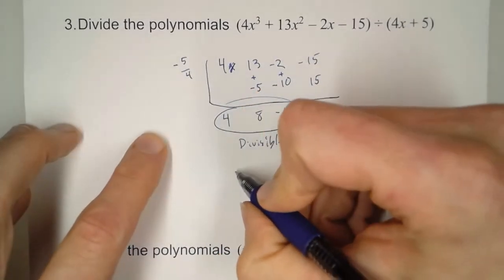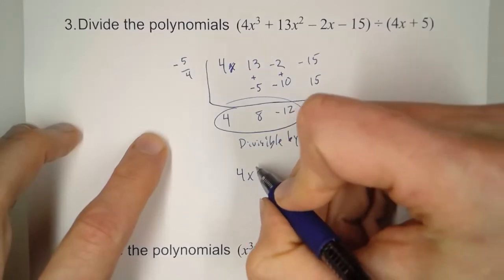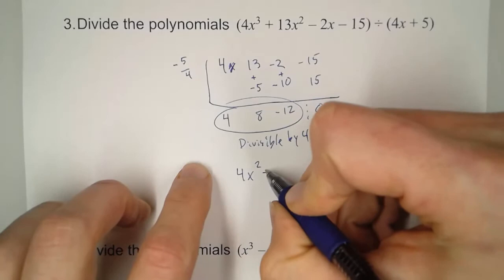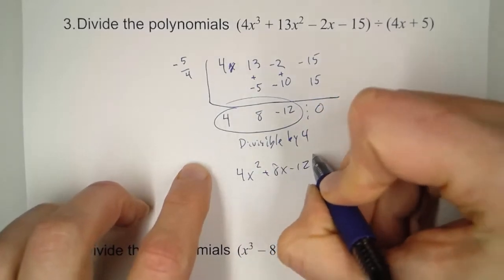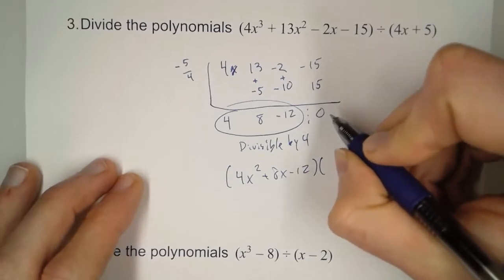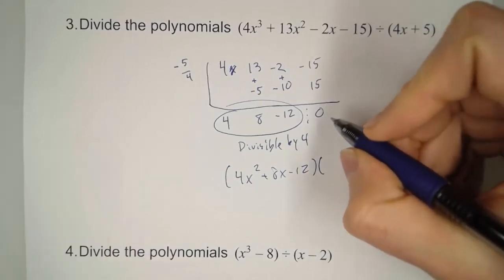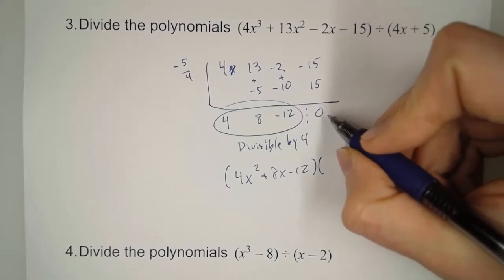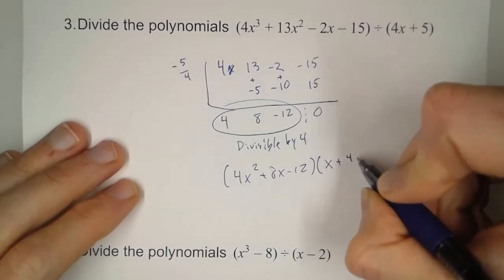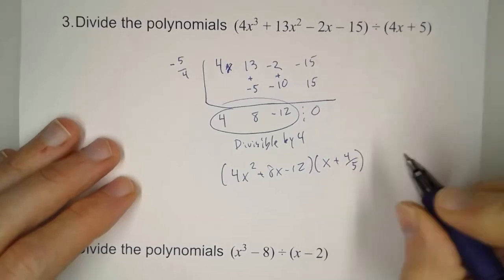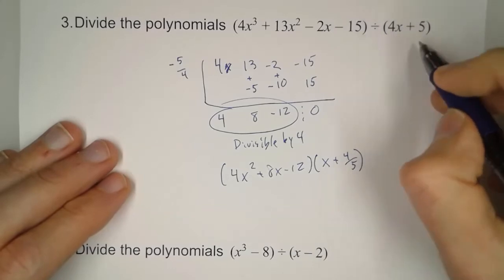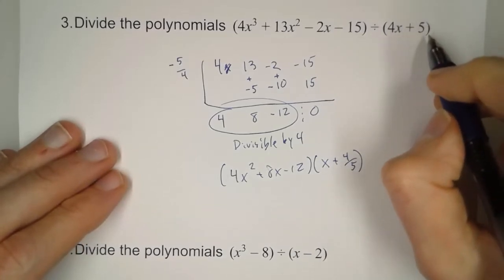So our result would be this. 4x squared plus 8x minus 12. And what did we divide out? Notice that we got 0. When you get a remainder of 0, whether we're talking about a number or an expression, that means you can divide it out completely. And what we divided out was this, x plus 5/4. But we don't want that. We want to divide out 4x plus 5. How do we do that?